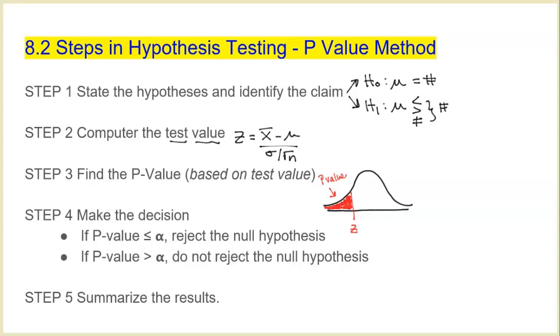So the smaller the p-value is, the stronger the evidence that you should reject the null hypothesis. And that's what this is telling us here. Make our decision based on the p-value. If the p-value is less than alpha, because now we're comparing a probability value to another probability value, because alpha is more or less the area in the tail, but it's also considered a probability value. So if this probability value is less than or equal to this probability value, then we reject the null hypothesis. If the probability value is greater than this probability value, we do not reject the null hypothesis. And then we summarize our results. So we'll look at some examples of that.